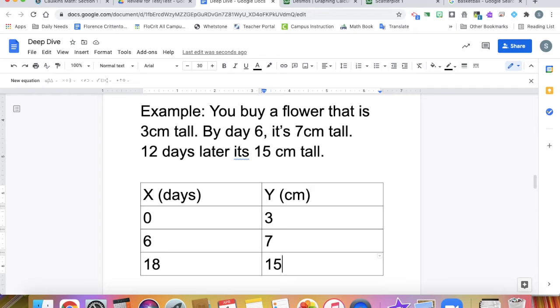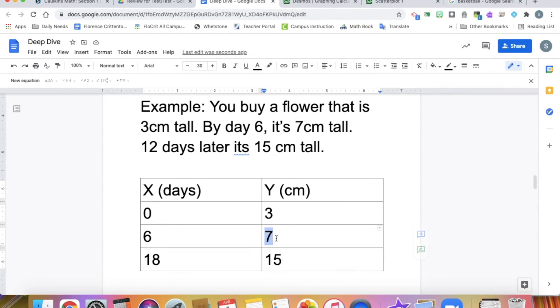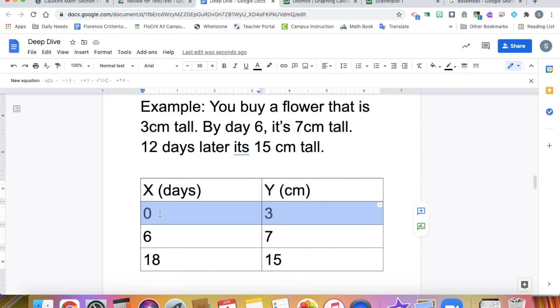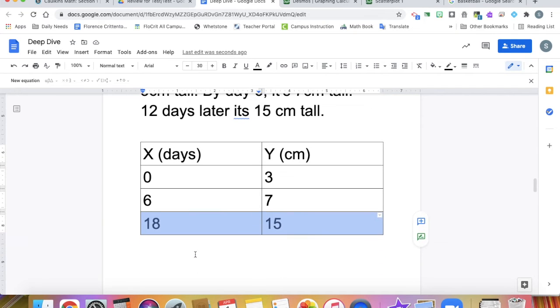Your goal in figuring out your slope is to figure out how much height the flower is getting and how long it's taking it to happen. So it doesn't matter if you do it between day 0 and day 18. It doesn't matter if it's between day 0 and day 6 or between day 6 and day 18. You can pick any 2 days to do this with.